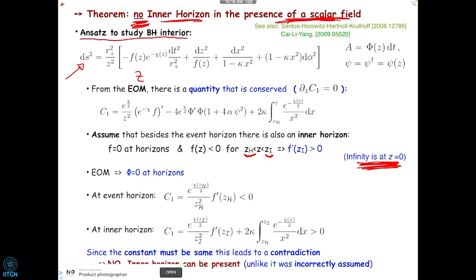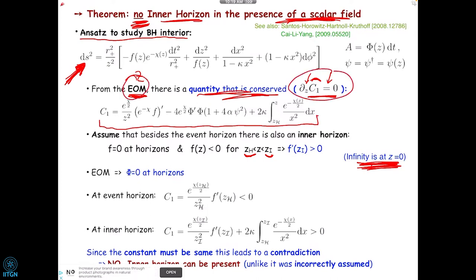Now, looking at the equations of motion of my system, of my action for this ansatz, I find that there is a quantity that is conserved, meaning that there is an equation of motion that says that dz of a certain quantity, C1, must vanish, and therefore C1 must be a constant, where C1 is given by this expression here. So this follows only from the equation of motion. I have an equation of motion that says the variation of C1, where C1 is given by this, must vanish when I'm walking along the radial direction.